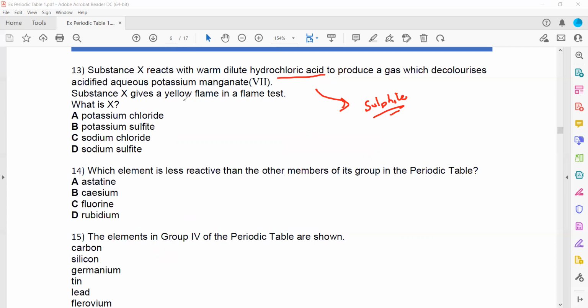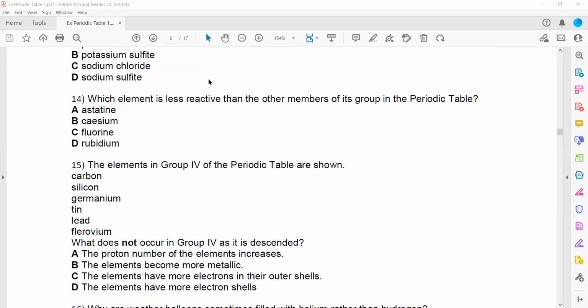And substance X gives a yellow flame. In a flame test, if it's a yellow flame, it means there is sodium. So it contains sodium and this test shows it contains sulfite. So what is the compound present? It contains sodium sulfite. This is related to memorization. Once you memorize these tests for the ions, you can directly answer these types of questions.